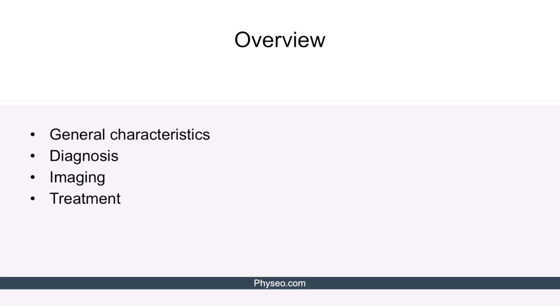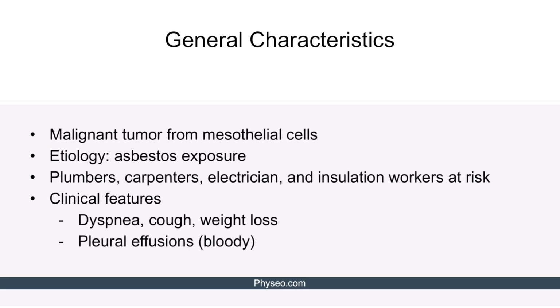Let's begin with some general characteristics. Mesothelioma is a malignant tumor originating from mesothelial cells. Mesothelial cells are cells that line body cavities, including the pleura, pericardium, peritoneum, and testes. For the purpose of this lecture, we'll be discussing malignant mesothelioma affecting the pleura.